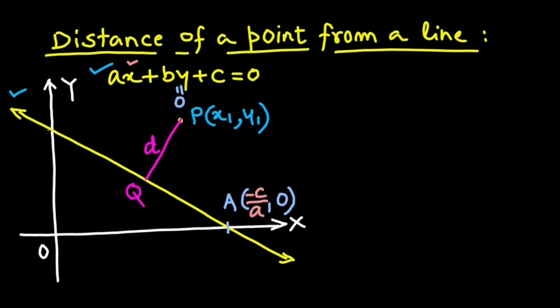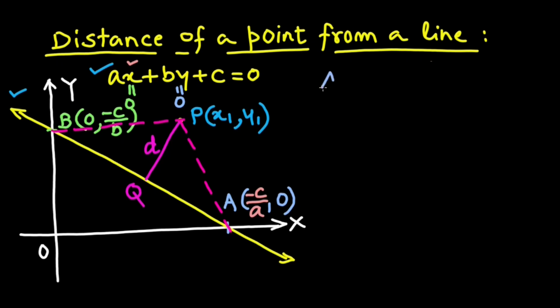Similarly, the line intersects the y-axis in point B, whose x coordinate will be 0. In order to find its y coordinate, we will substitute x equals 0, so that ax becomes 0 and y becomes minus c upon b. So we write the y coordinate of B as minus c upon b. We will draw segment BP and segment PA to complete the triangle PBA.